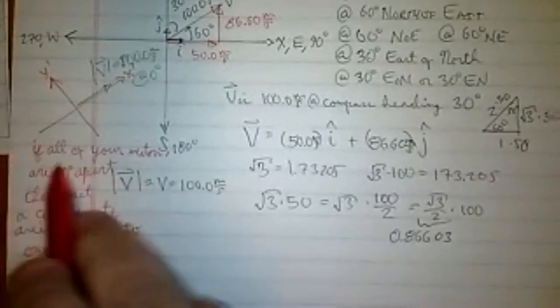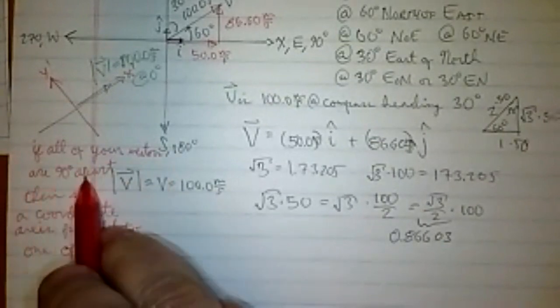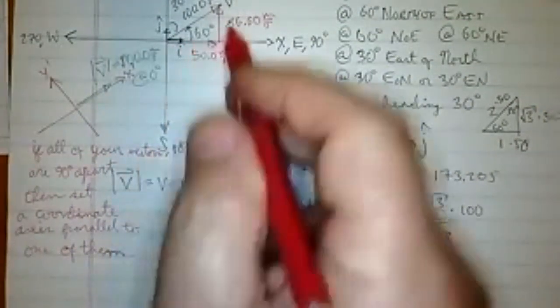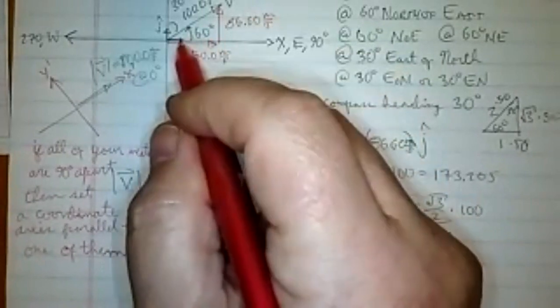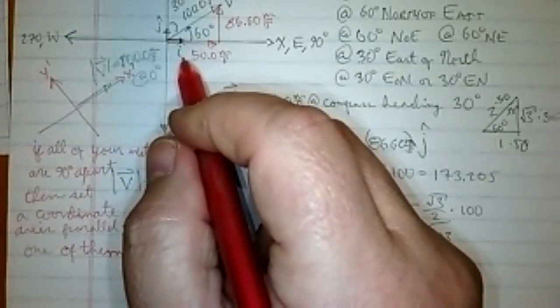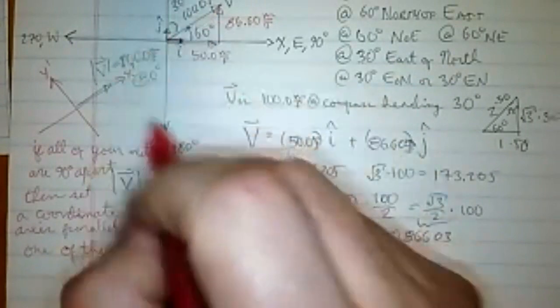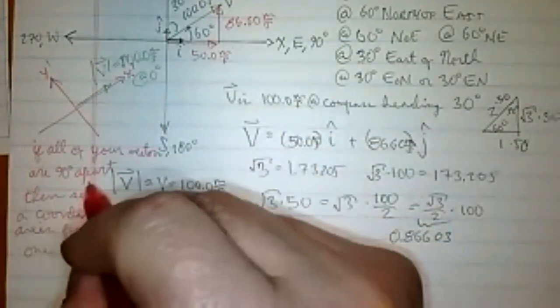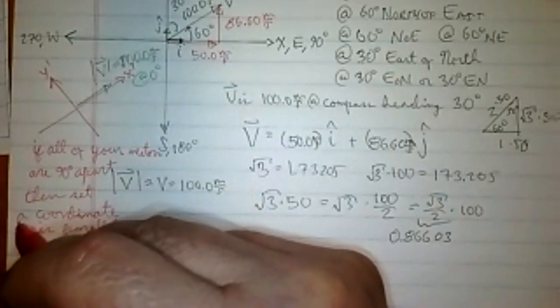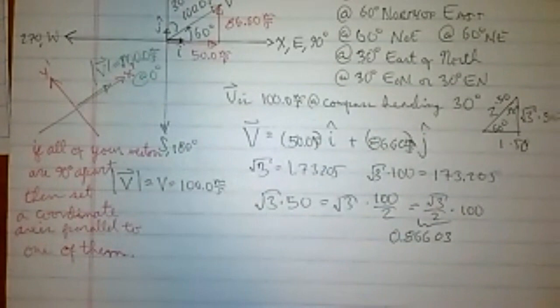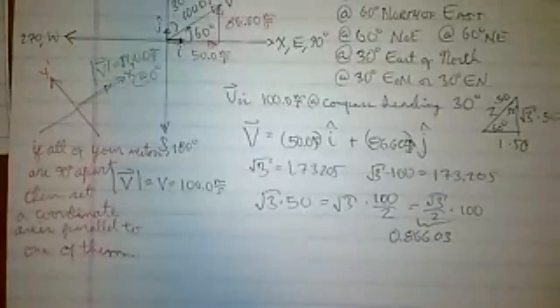So one last time, if all your vectors are 90 degrees apart, so for instance, vector A might be 60 degrees, vector B might be 150 degrees, vector C might be 230 degrees. Those are all 90 degrees apart from each other. So you can say, okay, if all of your vectors are 90 degrees apart, then let's set a coordinate axis parallel to one of them, and then you won't have to resolve your vectors into components at all. They'll already be along the axes like shown here.